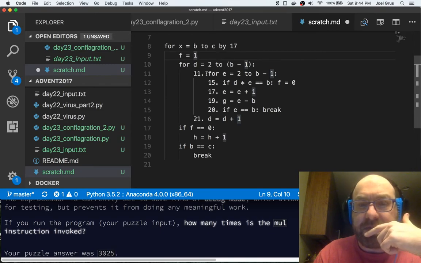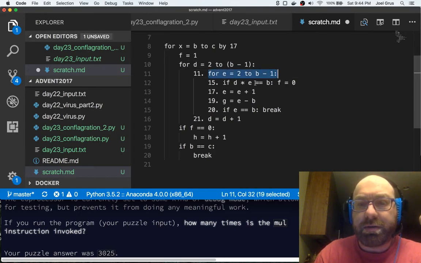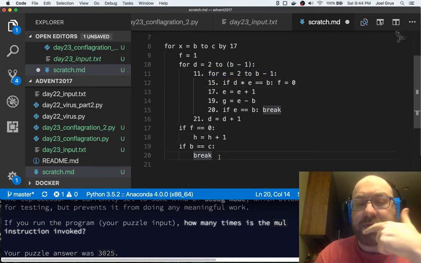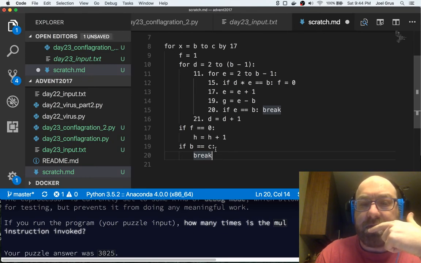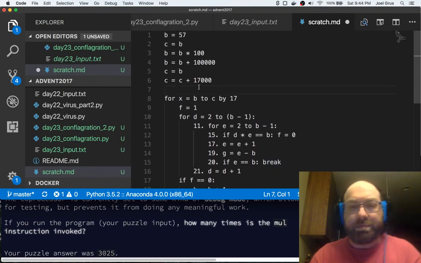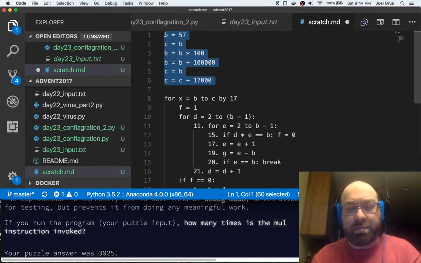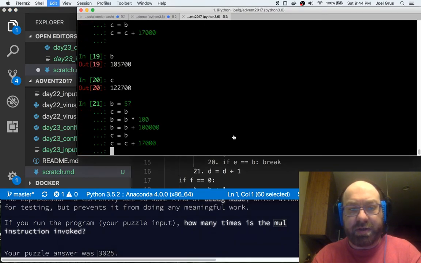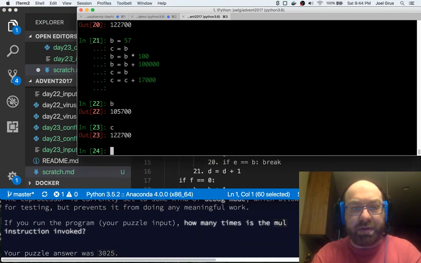And then, like we said before, we're basically saying for every D up to B minus 1, for every E, if we ever find a pair that works out, we set F to 0, otherwise F is 1. And so we add 1 if it's composite, and then we break when we get there. So I really feel like I did this correctly. There's B, there's C.